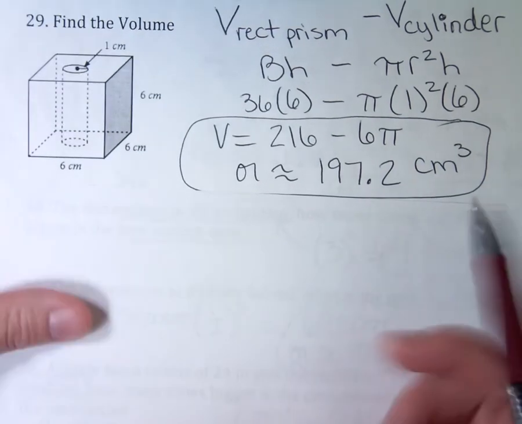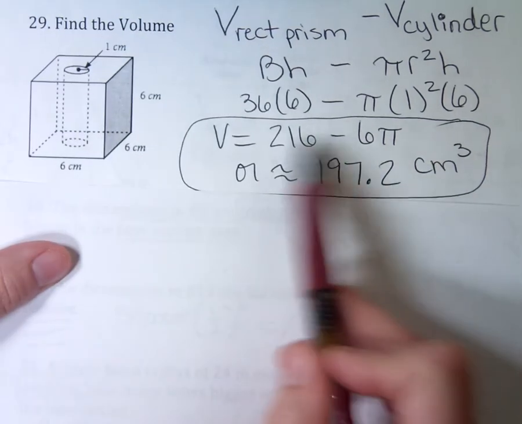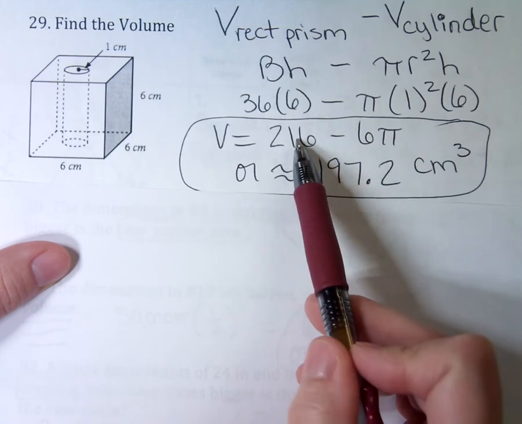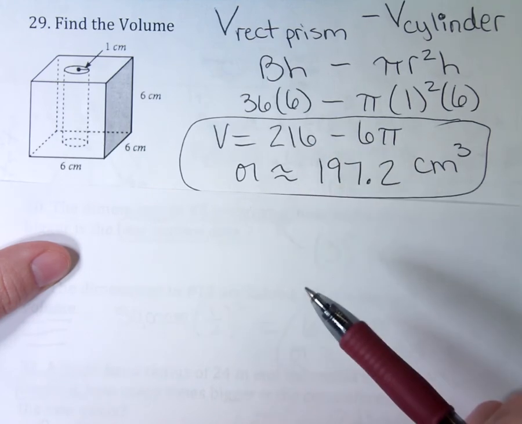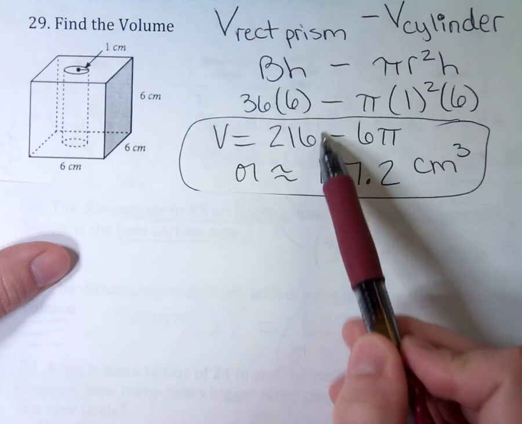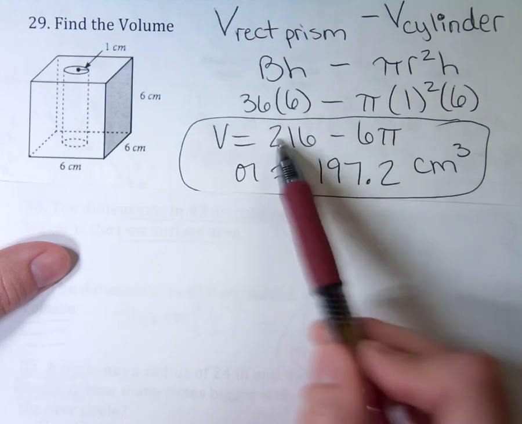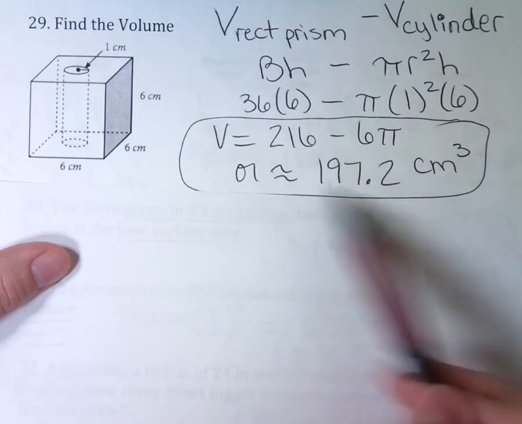If you leave your answer in terms of pi, this is how you would have to leave it. You can't actually subtract the 216 and 6 and get 210 pi, because this 216 doesn't have a pi behind it. So this is your answer in terms of pi, but this is the decimal approximation.